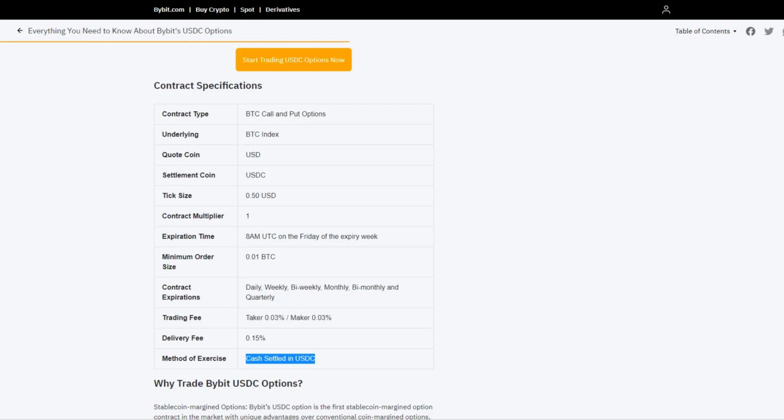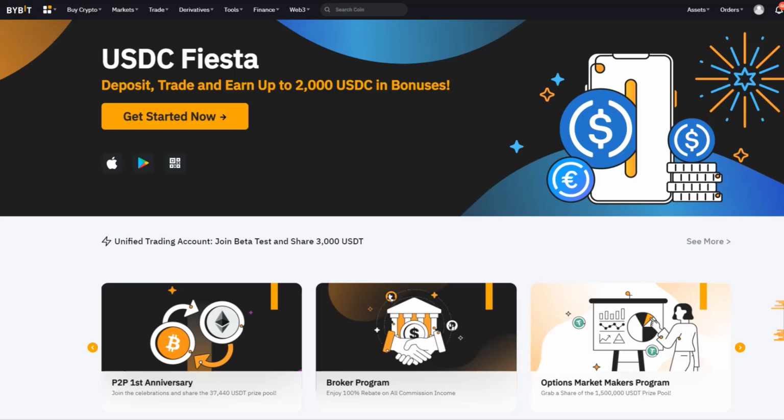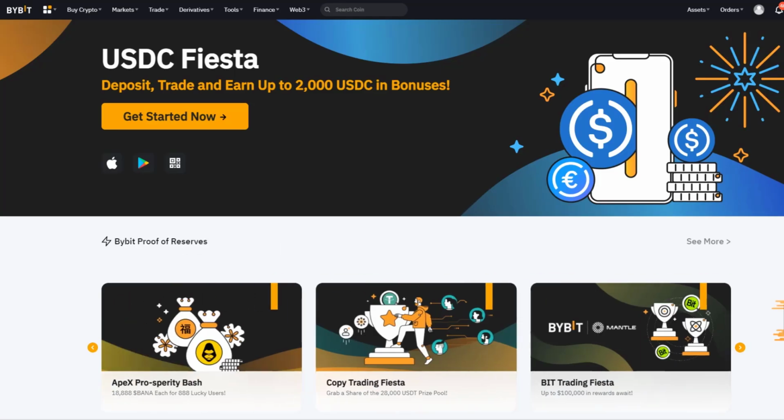American options, for example, can be exercised at any time between the date of the purchase of the contract and the expiry date. However, the European options that Bybit offer are different from the American options in that they can only be exercised at the end of their lives on the expiration date. So really, on the expiration date, they can be exercised. So how can you actually get now into that trading desk?